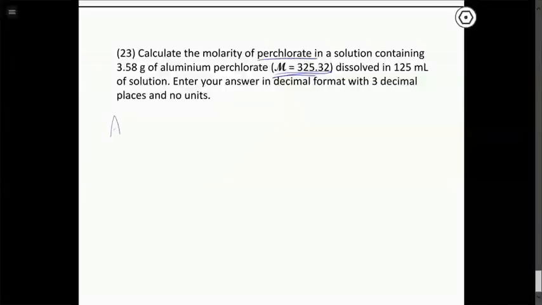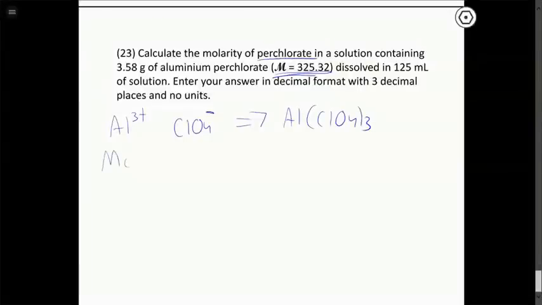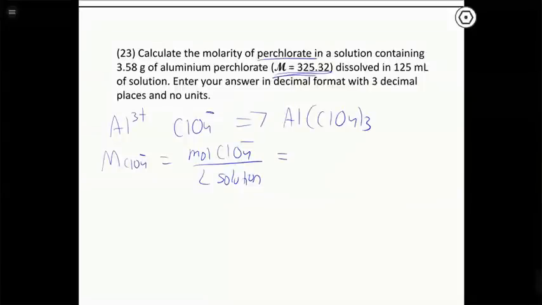So aluminum perchlorate is going to be Al3+ combining with ClO4-. So we need to have 3 anions to balance the charge of the cation. So the correct formula for this is aluminum with 3 perchlorates. And what we're looking for in this problem is the molarity of the perchlorate anion, which means we need the moles of that. Remember that molarity is moles per liter. So we need the moles of perchlorate divided by the liters of solution. Again, we need both of these parameters to be able to calculate molarity.